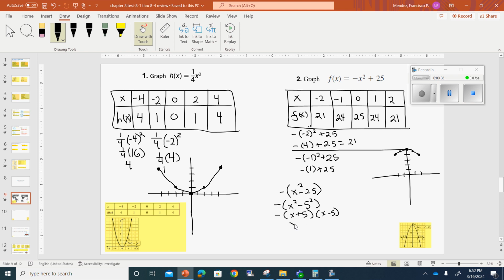And if that's true, then when I solve this, x would be negative 5 over here. When I solve this one, x would be 5 over here. Remember, we'll have to subtract 5 from both sides. We're putting both of these to 0.